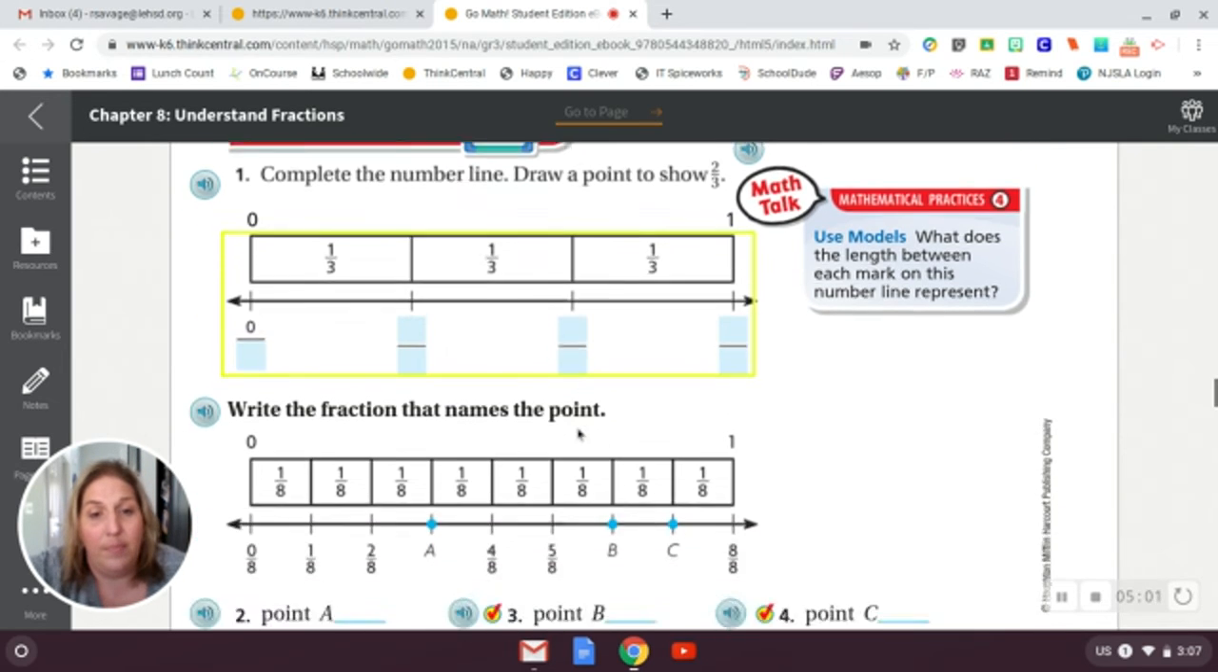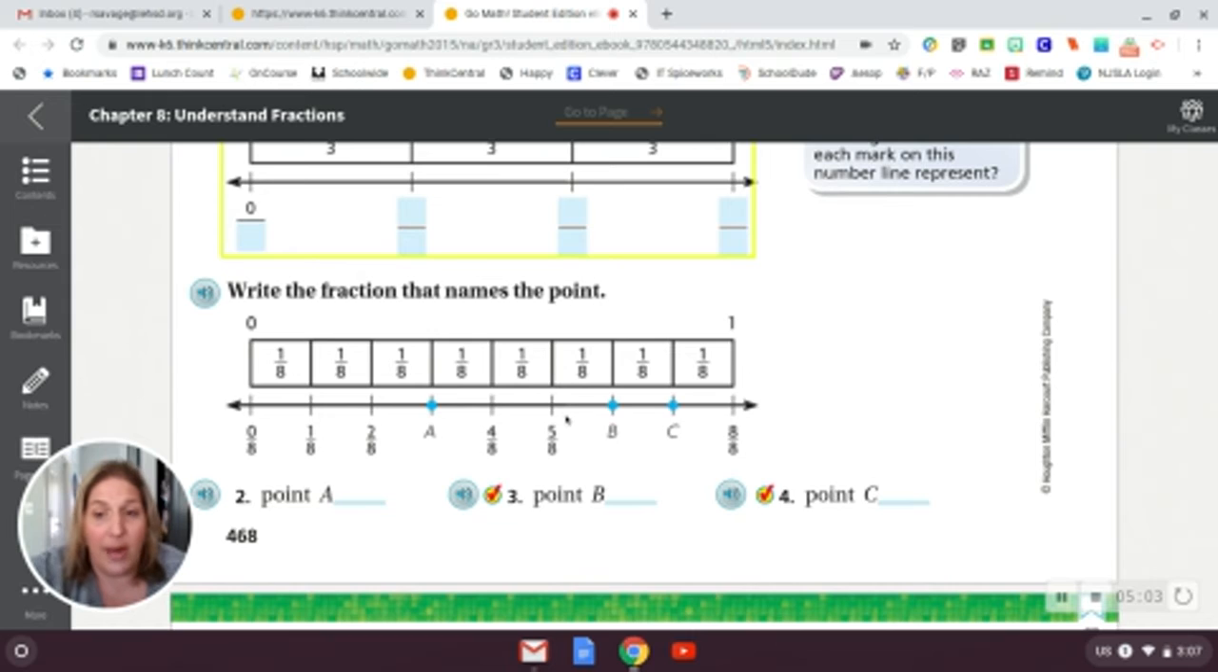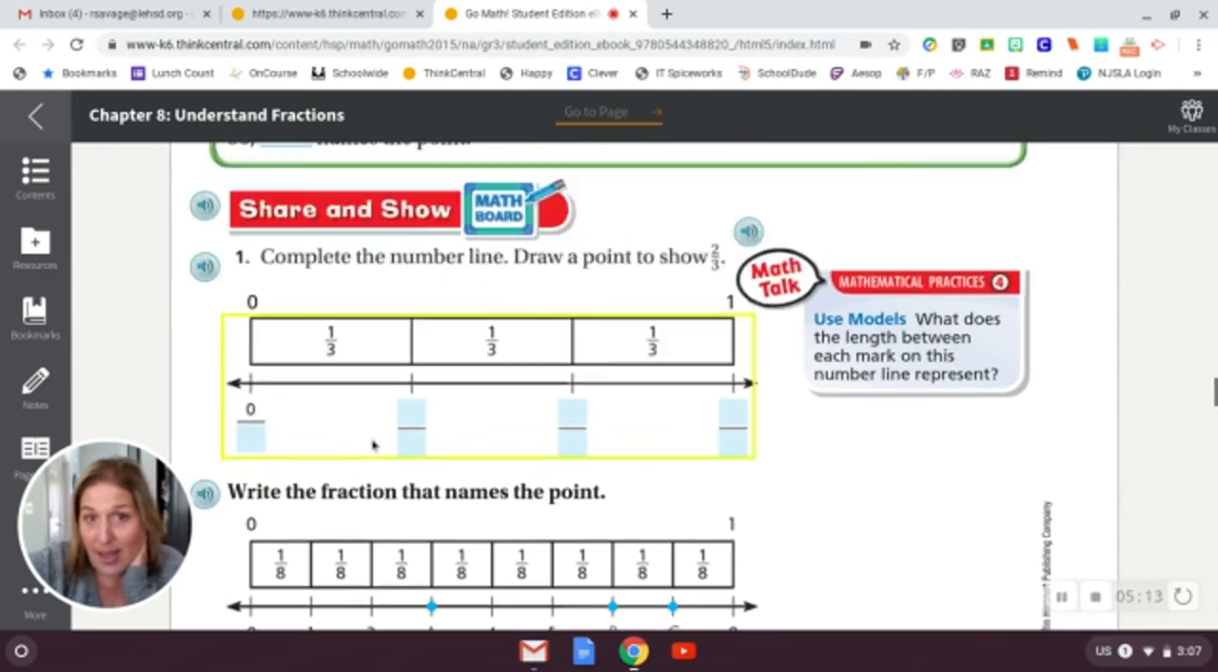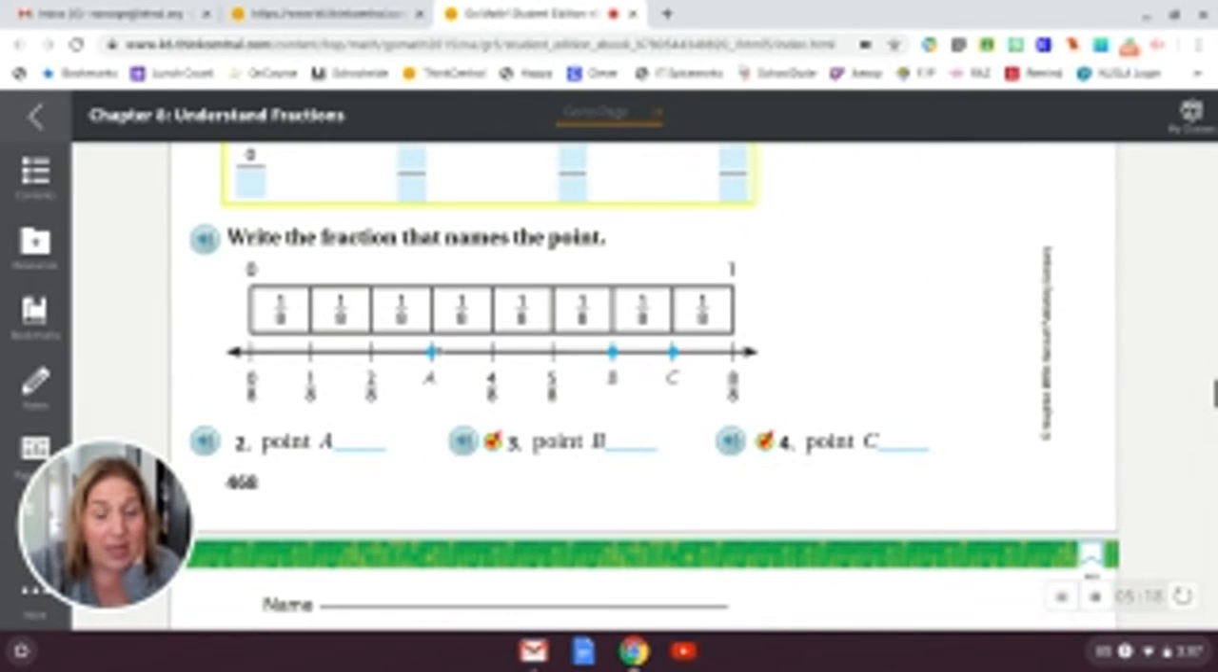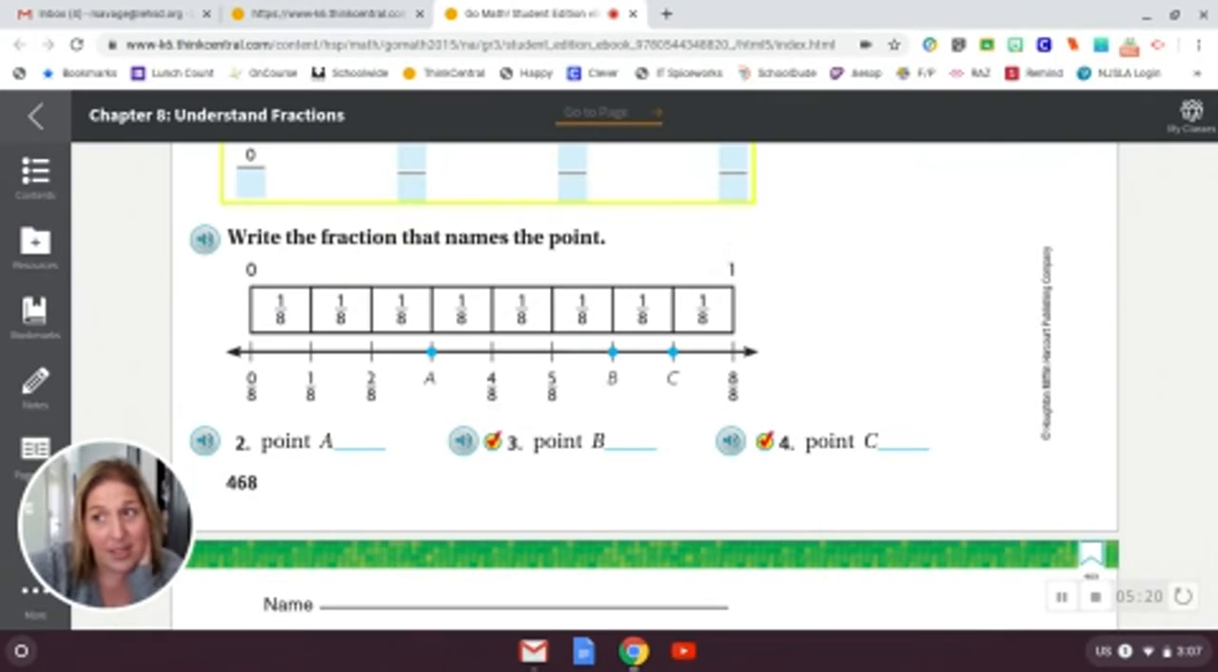Okay. One more here that we're going to practice. And then I want you to go in and do your assignment on Think Central. Write the fraction that names the point. What is this number line divided into? It's not thirds or sixths like either of these were. This one is, go ahead and tell somebody in the house with you. Or tell your dog or your stuffed animal.